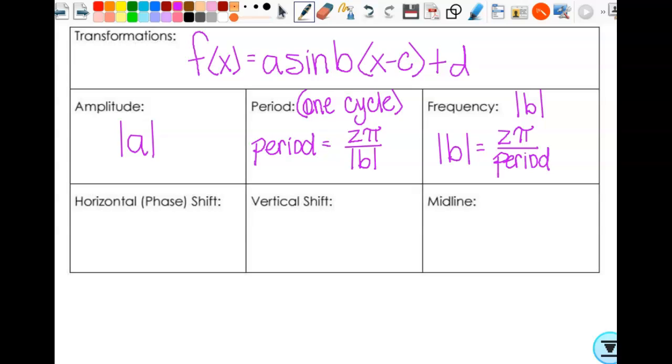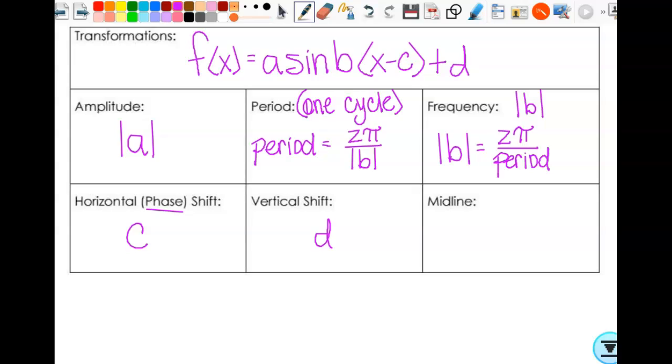Okay. Your horizontal shift, C, is still your left and right. Just instead of calling it the horizontal shift, we call it a phase shift. So it has a fancy name, but it's still the same thing. Vertical shift is still called a vertical shift. It's still whatever D is.